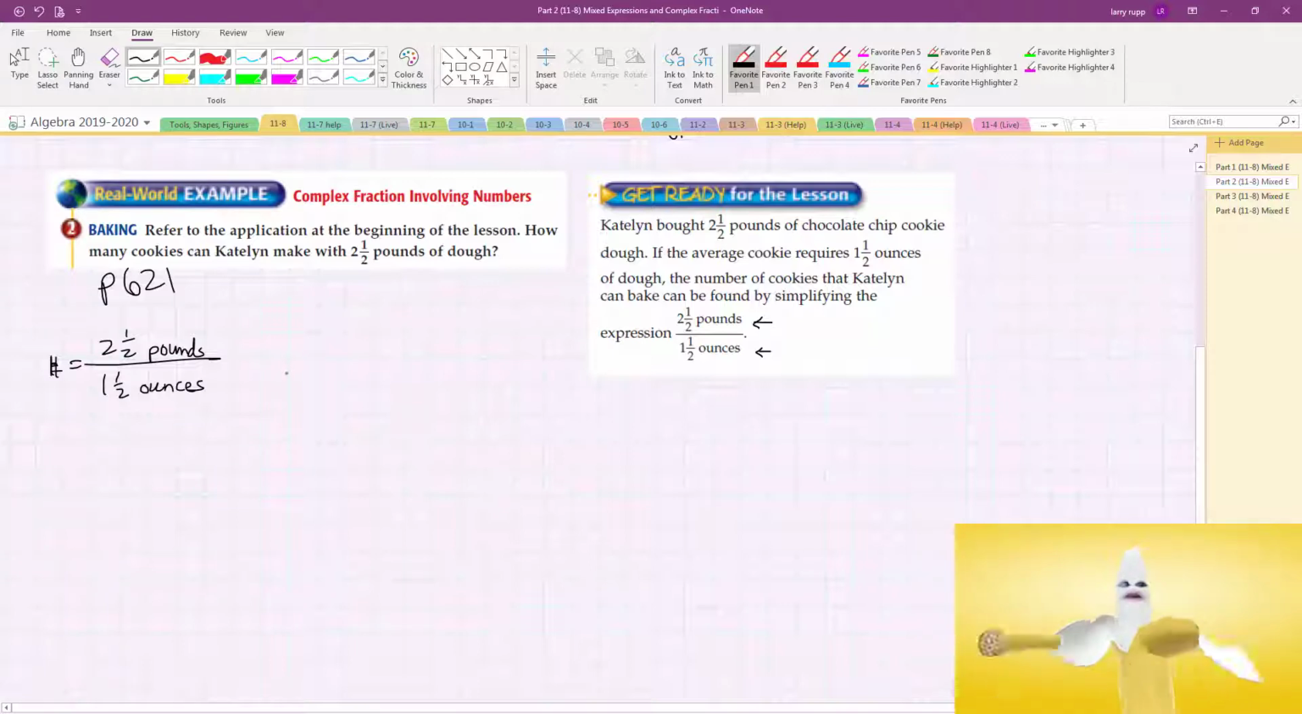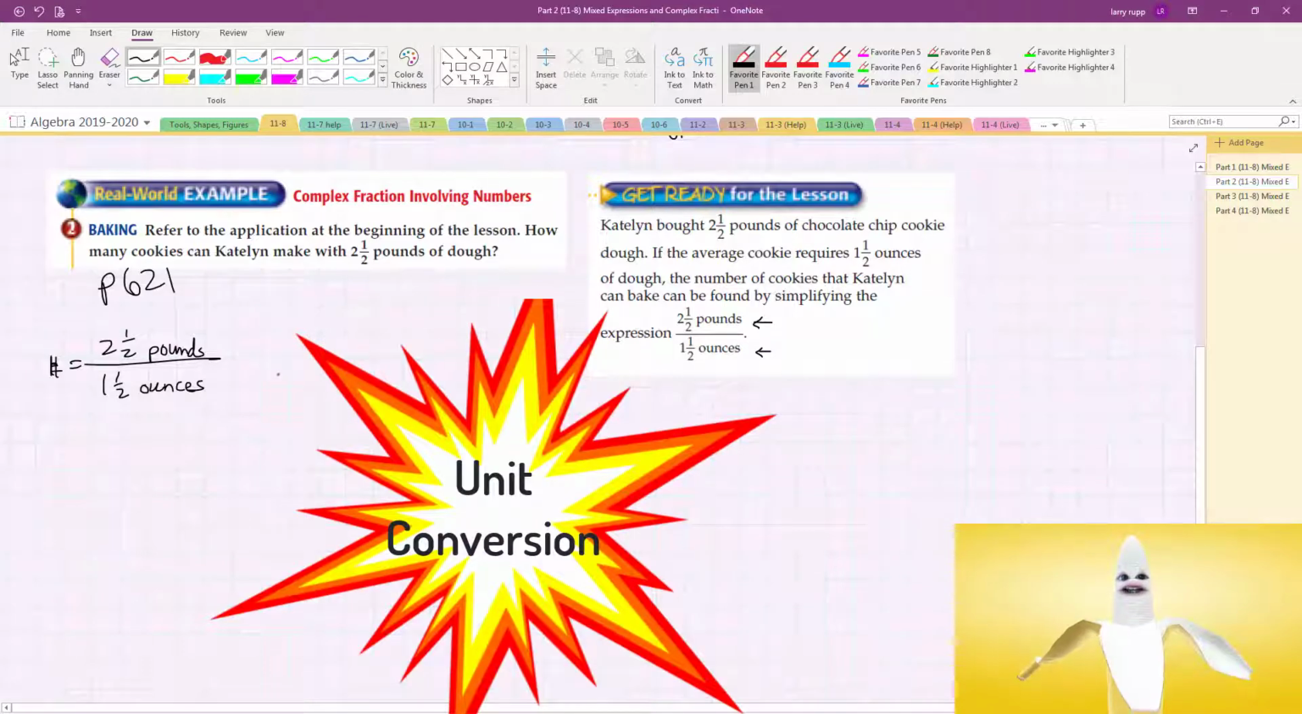No. Banana Head says no. No. What do you have to do? Wait, I'm hearing it. I'm hearing it. Did someone say unit conversion. Yay! Woohoo! Everyone wave your banana peels. Yeah, yeah. Okay.